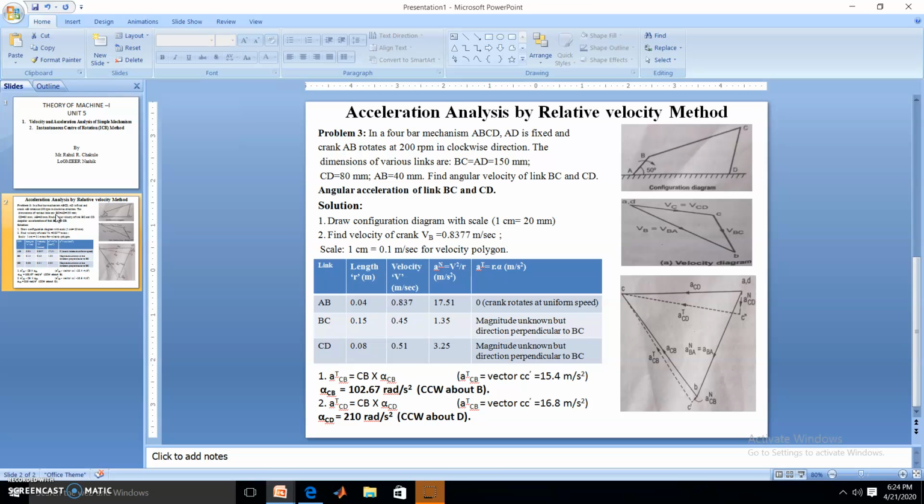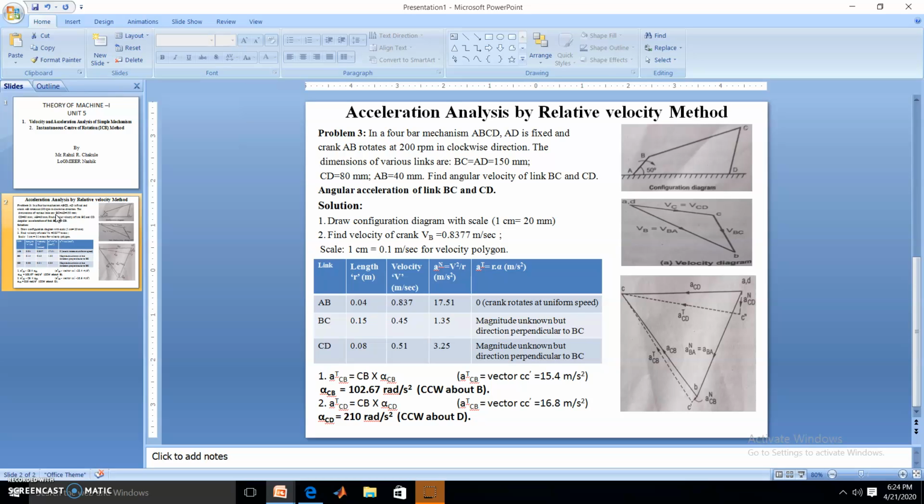After making the configuration diagram, the next one is velocity polygon. Before plotting the velocity polygon, it is essential to find out the velocity of crank. Why? Because the crank is having some RPM value, and you can easily determine the velocity of crank, which is not the case for other links. So first of all, you find out the velocity of crank.